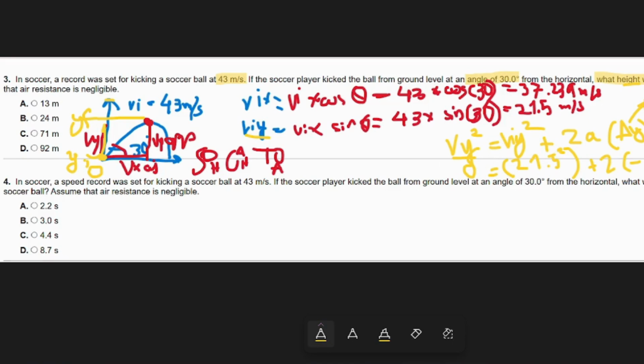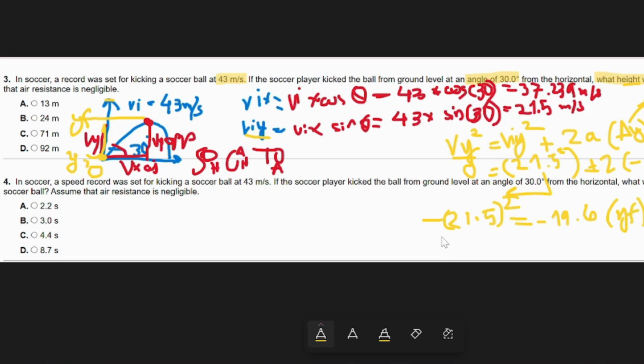Continuing, now this is just simple algebra. We move this one to this side and we get 21.5 squared, and since we've moved it to the side by subtracting, it's going to be negative, equals 2 multiplied by negative 9.8 multiplied by yf. So we know that this will become negative 19.6 due to a calculator, and yf will be our variable, which we divide by.